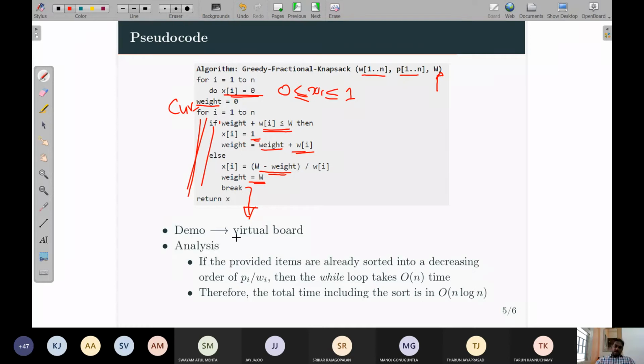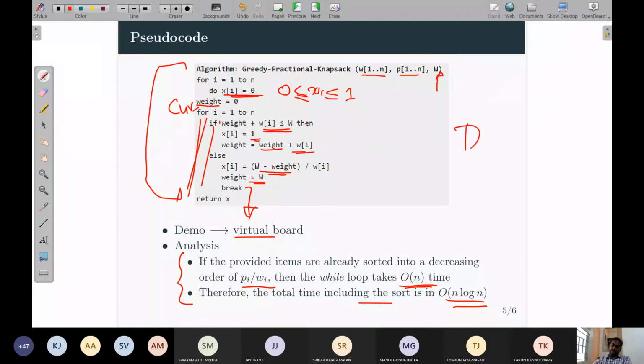Demo is already done, and now the analysis. What is the complexity of this particular pseudocode? If the provided items are already sorted into decreasing order of Pi by Wi, then the while loop takes big O of n time. This is the only loop we have, this while loop or for loop. We have two loops, but they are not nested. So it will be big O of n time. And the total time including the sort is big O of n log n. So the overall complexity of the algorithm is big O of n log n.